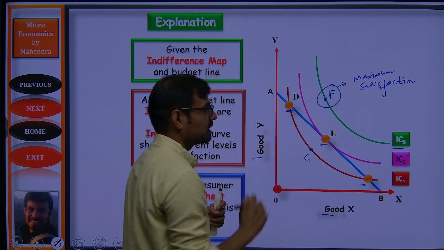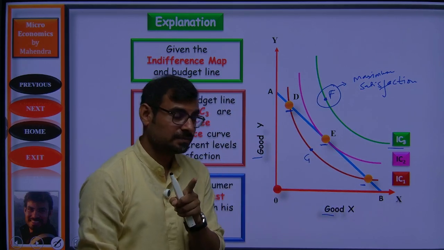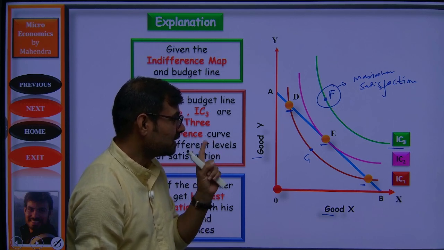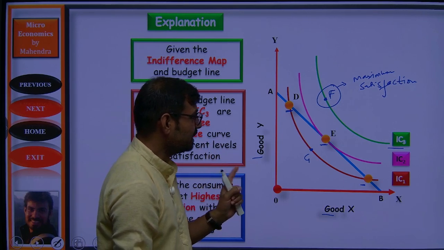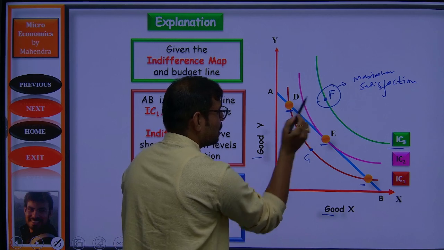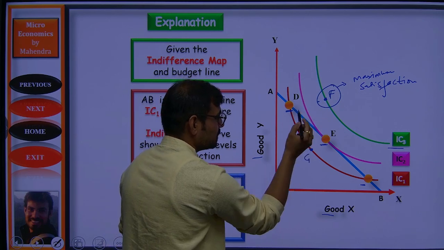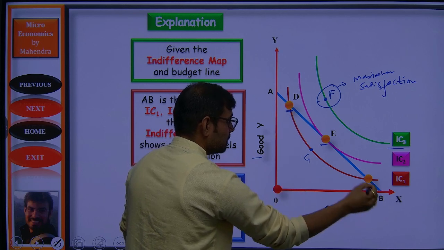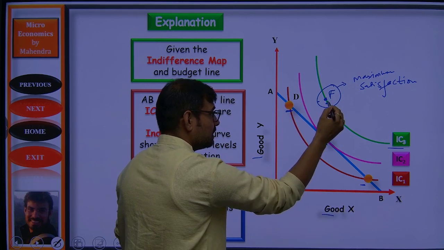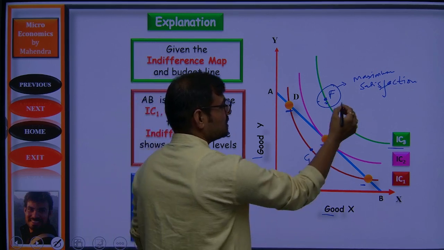Okay, it should give us maximum satisfaction. But there is a problem. If you have studied the budget line very well, then you will identify that this F point is beyond our budget. Dekho, this AB is the budget line. This F point is not within our budget. Therefore, we cannot achieve it.